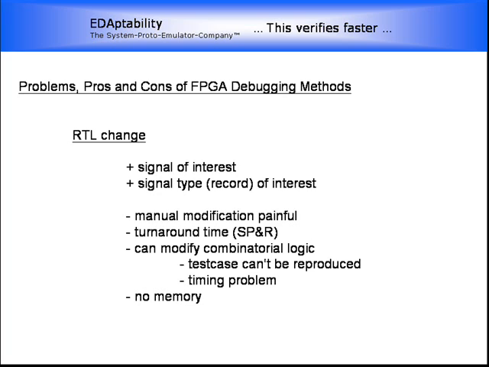Very well known is the method of changing RTL, going through the complete synthesis, place and route process over and over again. Mostly you can see the signals you are interested in, and in case it has a more complex type like a record for instance, you can debug the type as well. But this method is also well known for the sometimes painful manual modifications, and for sure the turnaround time of the complete synthesis, place and route process can be very time consuming.